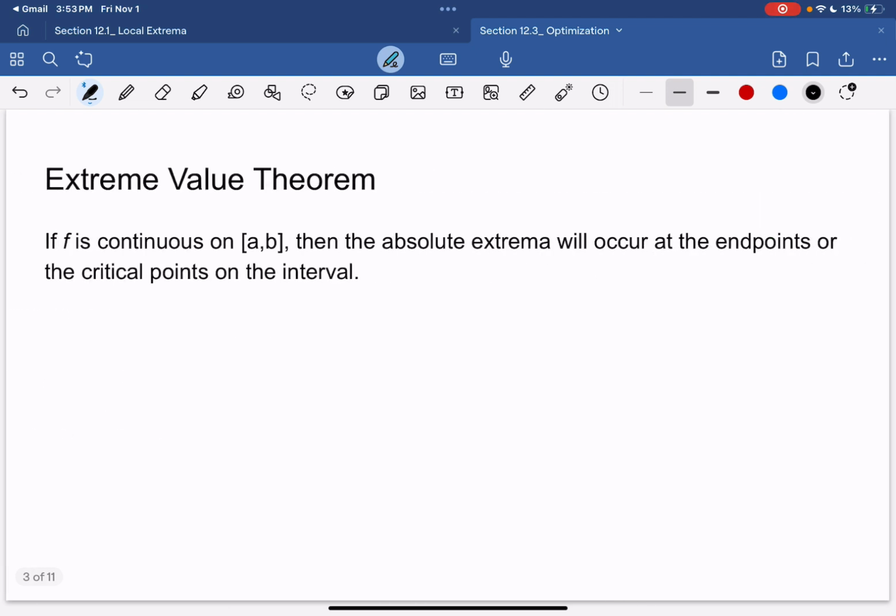All right, so then that brings us to the extreme value theorem. And the extreme value theorem basically just says that if we have a continuous function on an interval, so from like -2 to 4, then the absolute extrema will either occur at the endpoints of the interval or the critical points that are on that interval. Okay, so those are the only places that some kind of absolute extrema can occur. And again, I'm not worried about you knowing what the extreme value theorem is as far as what it's called, but just know how it works.